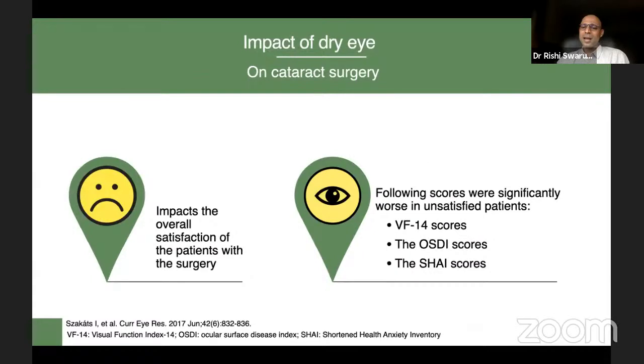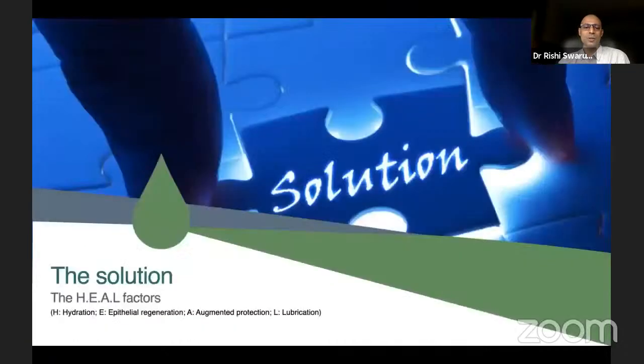So, and this has been quantified by various questionnaires, the OSDI, VF14, SHAI, and there is no doubting that the scores definitely get affected, and there is a genuine problem of postoperative dry eye, which does need to be addressed. And I think this is where this particular solution offered by Alcon comes into play, which is the sustained hydration. And they have proposed this concept of HEAL, which is hydration, epithelial regeneration, augmented protection, and lubrication.